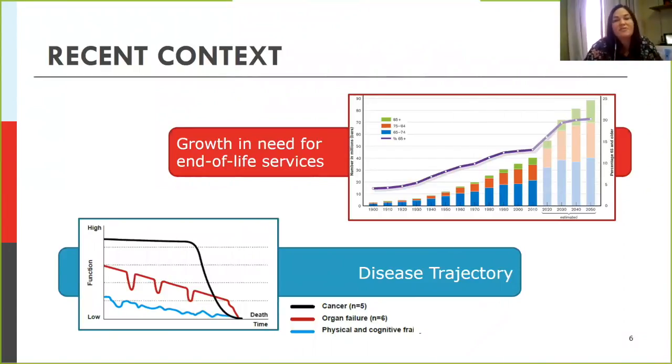So both of those trends, I think, are important, recognizing that we have an aging population and also recognizing that it's difficult to pinpoint the timing of these kinds of conversations.